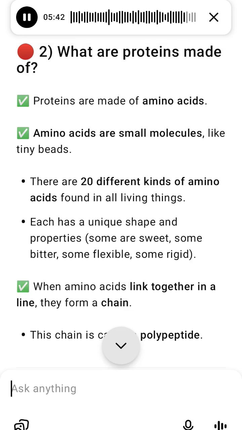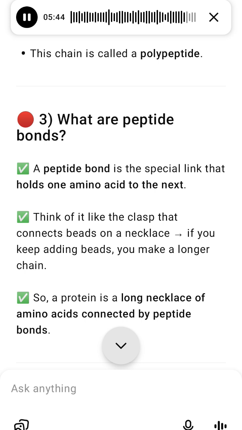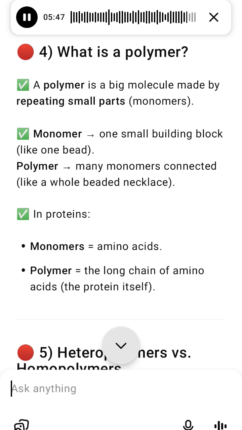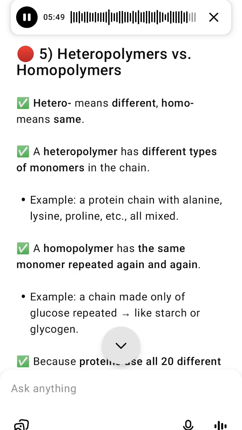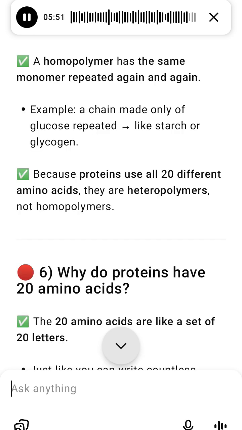Why does having 20 amino acids matter? Having 20 kinds of amino acids lets life create millions of different proteins, each with unique shapes and jobs. It's like having 20 letters in an alphabet to form countless words. The order of amino acids in a protein determines its shape, and the shape determines what the protein does.